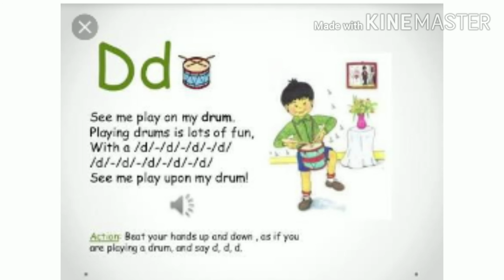So children, today we have learned so many words related with the letter D. Now it's your turn. Please practice the song of letter D and their related words.